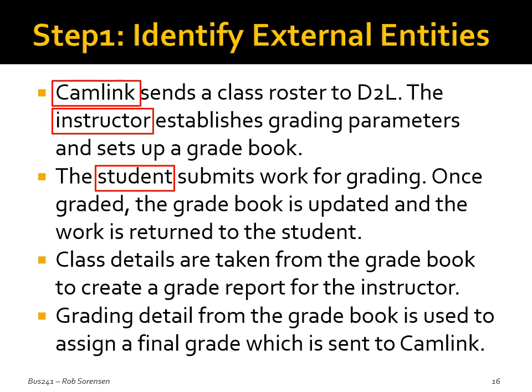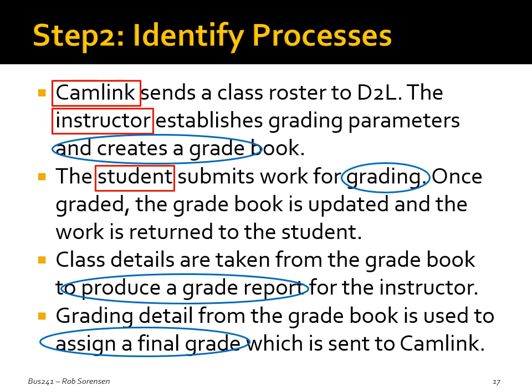The next step then that I want to look at is to go and identify the processes. So I put ovals around those, and that kind of matches what they'll look like when we draw them with our DFD as well.